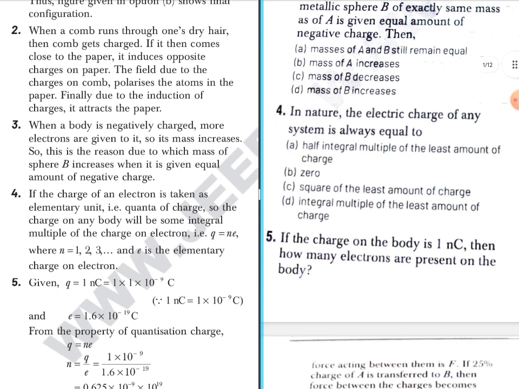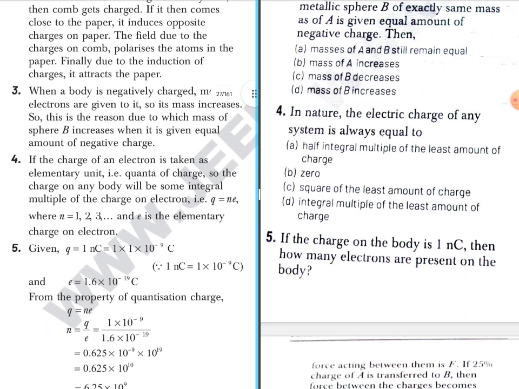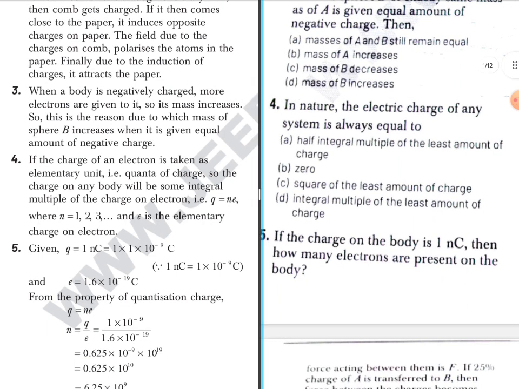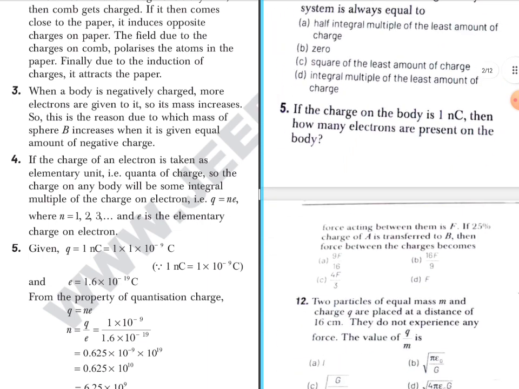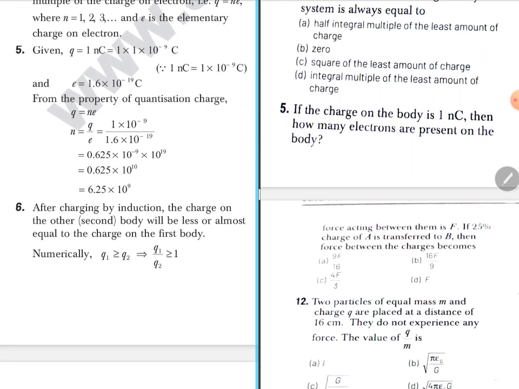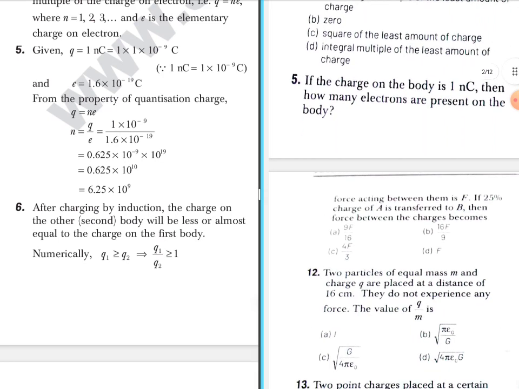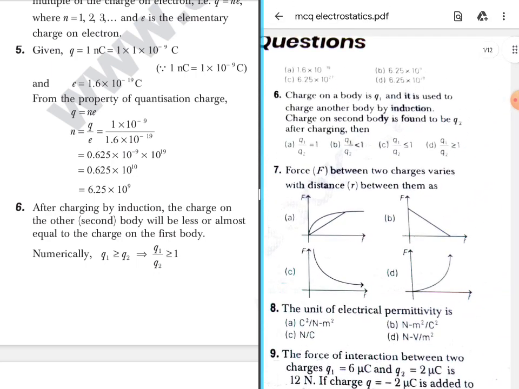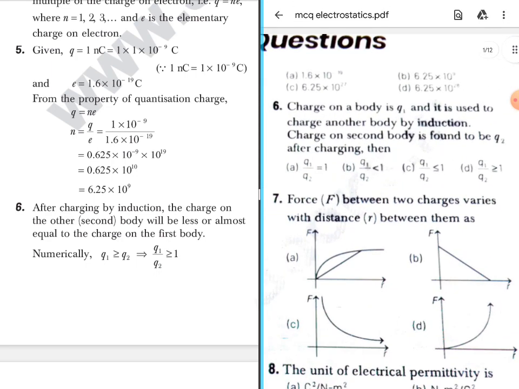Next, fourth: in nature, the electric charge of any system is always equal to option number D, an integral multiple of the least amount of charge, which is known as quantization of charge. Question number 5: the charge of one of the bodies is 1 nanocoulomb. Number of electrons, again quantization of charge, N is equal to Q by e. Q is 1 into 10 to the power minus 9 coulomb by 1.6 into 10 to the power minus 19. That will give you 6.25 into 10 to the power 9. So option number B is the right answer.